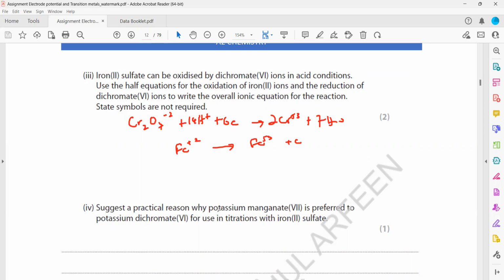So just a practical reason why potassium manganate is preferred to potassium dichromate, because potassium manganate changes from purple to colorless, while potassium dichromate shows a color transition, like from orange to green, or from yellow to green, so it's difficult to identify how much iron has reacted as compared to a color disappearing. With potassium manganate, it goes from colorless to purple, but with potassium dichromate, it is from orange to green, or from yellow to green if it is in acidic condition.